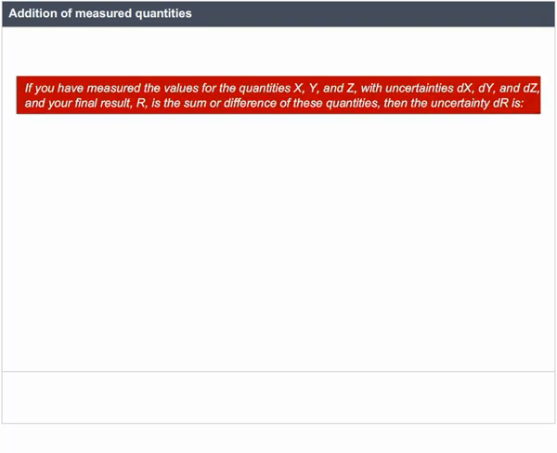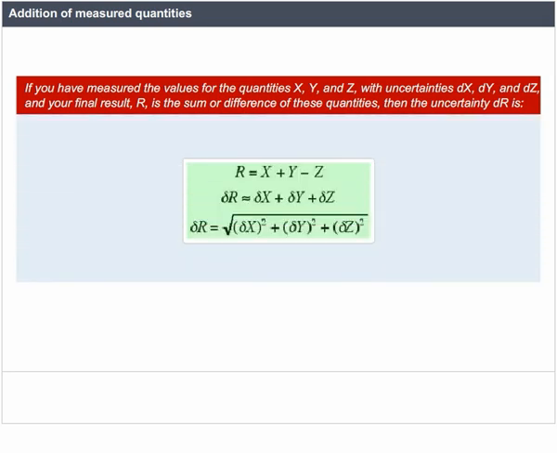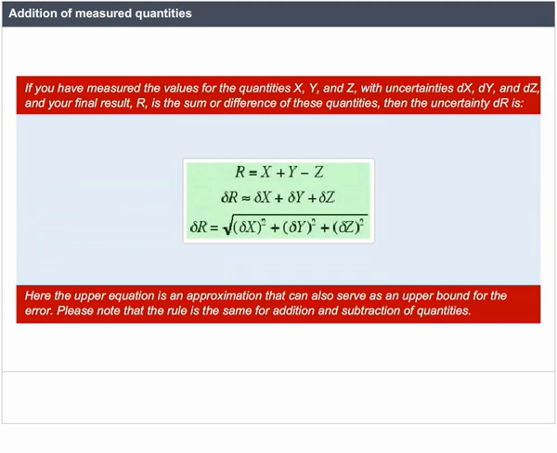Addition of measured quantities. If you have measured the values for the quantities x, y and z with uncertainties delta x, delta y and delta z, and your final result r is the sum or difference of these quantities, then the uncertainty delta r is as follows. r equals x plus y minus z, delta r equals delta x plus delta y plus delta z, then delta r equals square root of delta x squared plus delta y squared plus delta z squared. Here, the upper equation is an approximation that can also serve as an upper bound for the error.